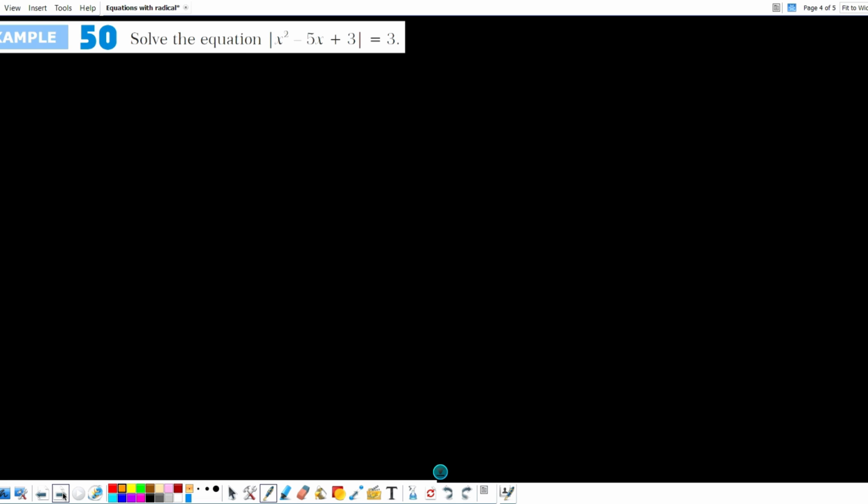So here we have a quadratic expression inside the absolute value. Again, we'll do the same thing, two cases. First case, if x squared minus 5x plus 3 is greater than or equal to 0. I will write this one first, then we will check the values. If this one is positive, we are taking it out from the absolute value as it is: x squared minus 5x plus 3 is equal to 3. This 3 and this 3 are on the other sides of the equation with the same sign, so I can simplify them.